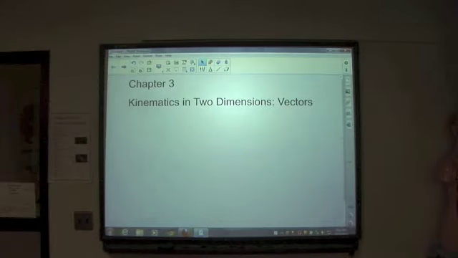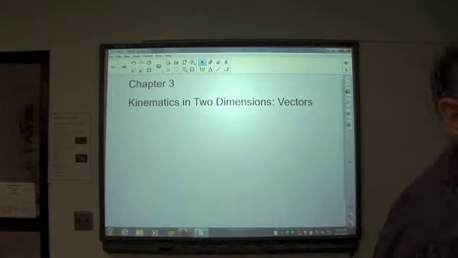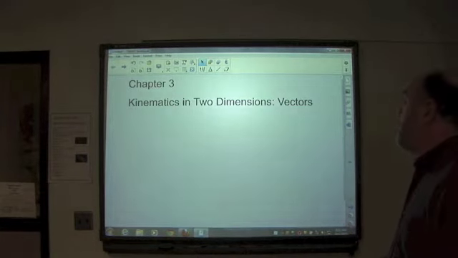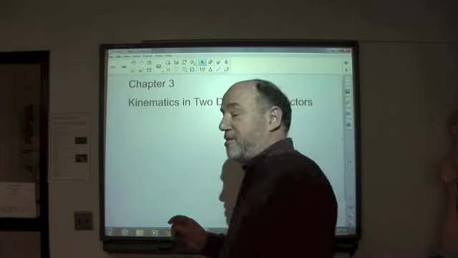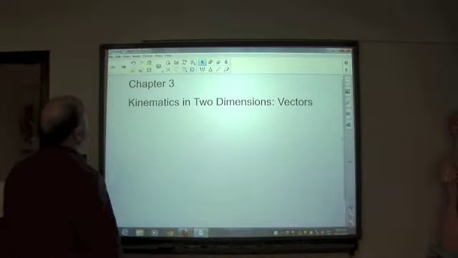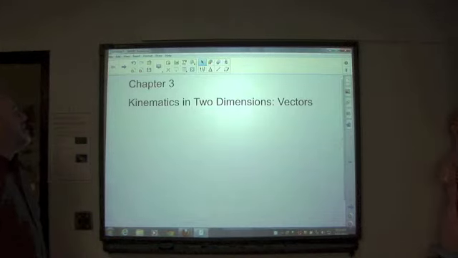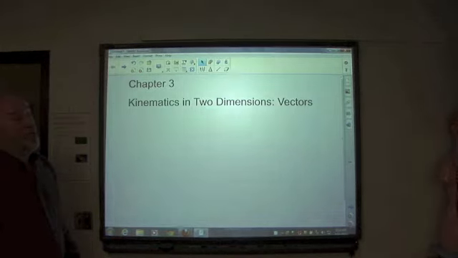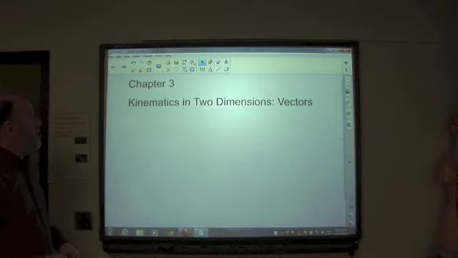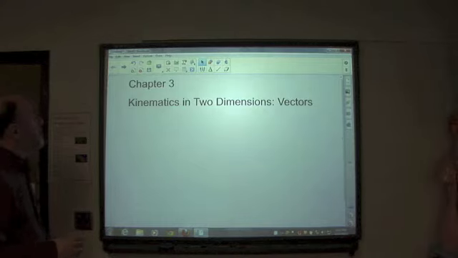So this discussion will be on Chapter 3, which is Kinematics in two dimensions, dealing in terms of vectors. We saw in Chapter 2 that we talked about motion either in just the x or just the y. Now we'll be looking at something going off at some other angle.